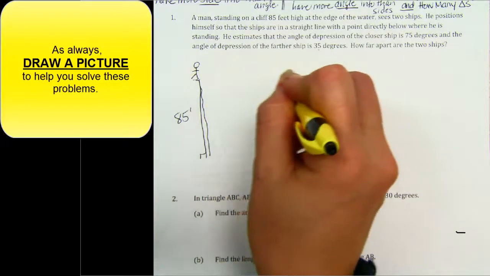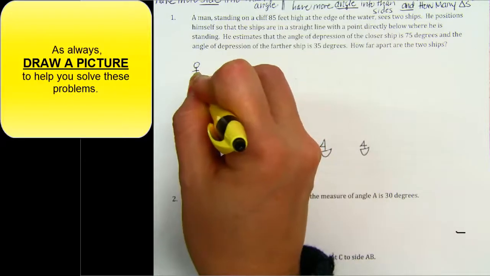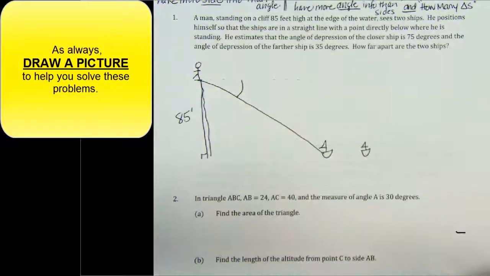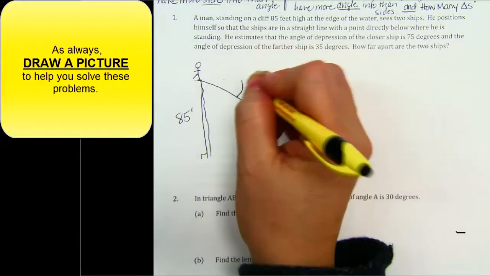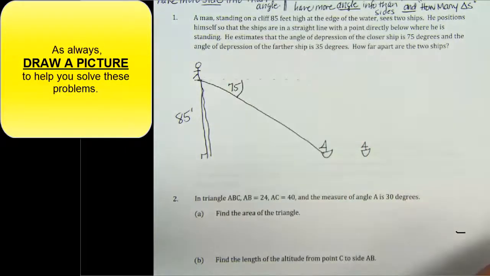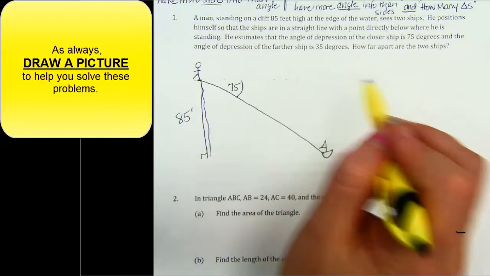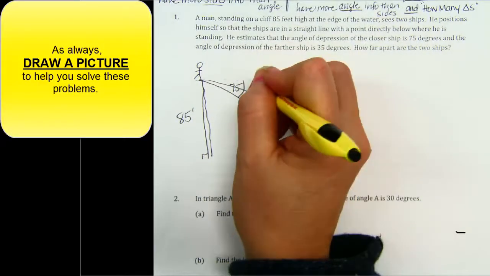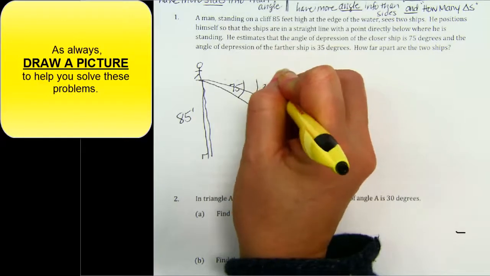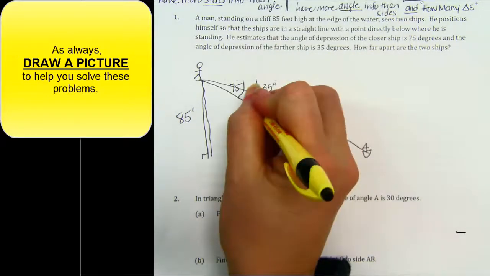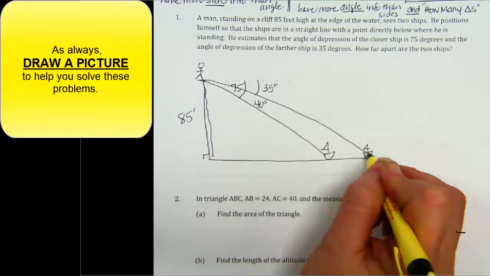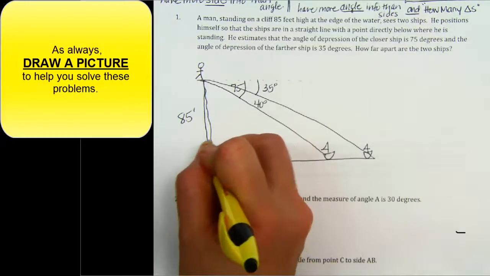He estimates that the angle of depression of the closer ship is 75 degrees, and the angle of depression of the farther ship is 35 degrees. We want to, in the end, find out how far apart the two ships are. Angle of depression is if you're standing up high and looking at something down low, like a man standing on a cliff looking at ships out at sea. It's how your head moves down from its starting position, which is usually parallel to the ground.